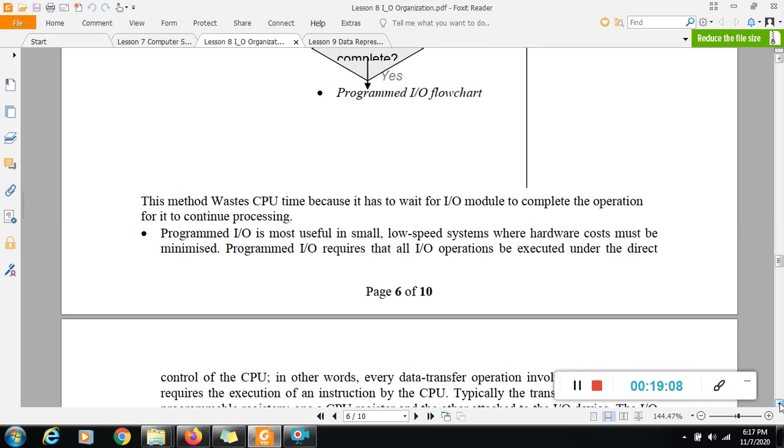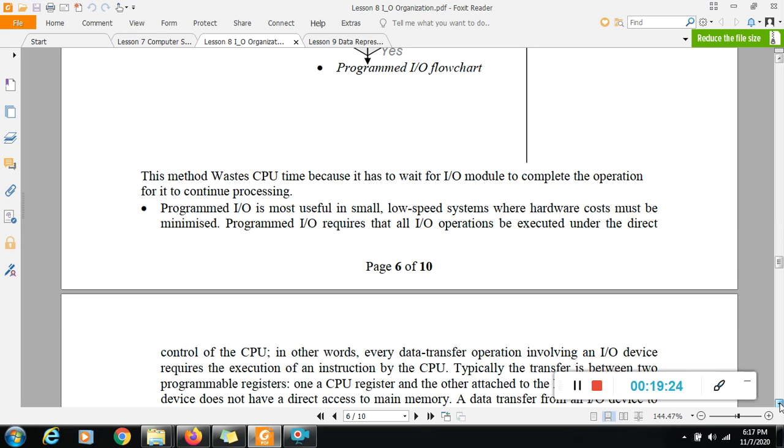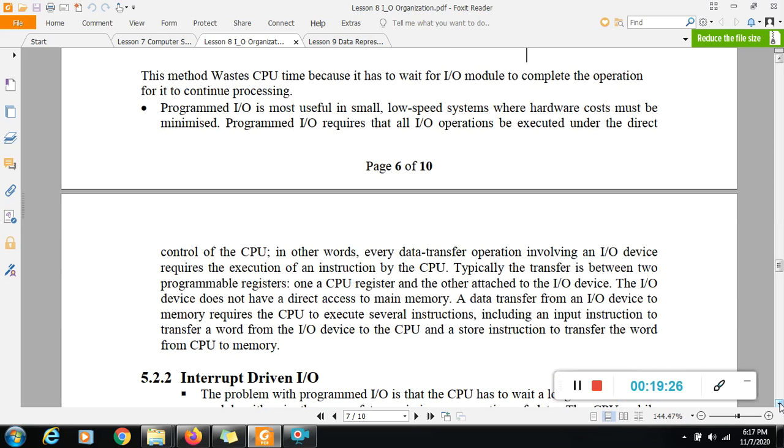This method wastes CPU time because it has to wait for the I/O module to complete the operation before it can continue processing. Programmed I/O is most useful in small, low-speed systems where hardware costs must be minimized. Programmed I/O requires that all I/O operations be executed under the direct control of the CPU. That's why we are saying it is wasteful. In other words, every data transfer operation involving an input-output device requires the execution of an instruction by the CPU.